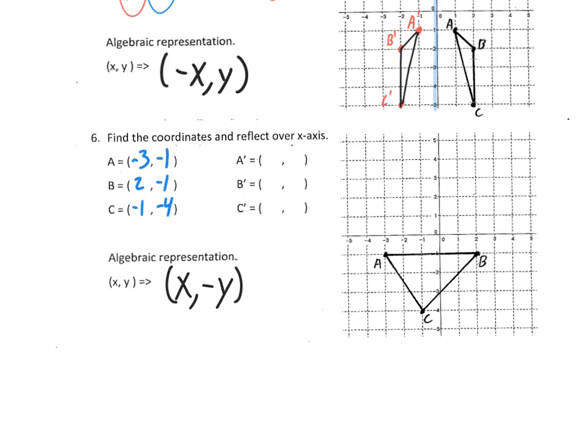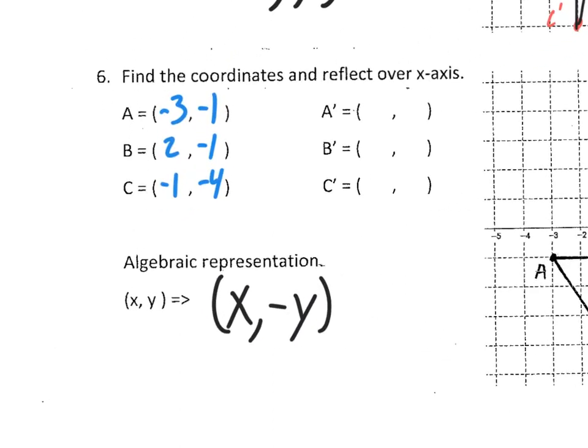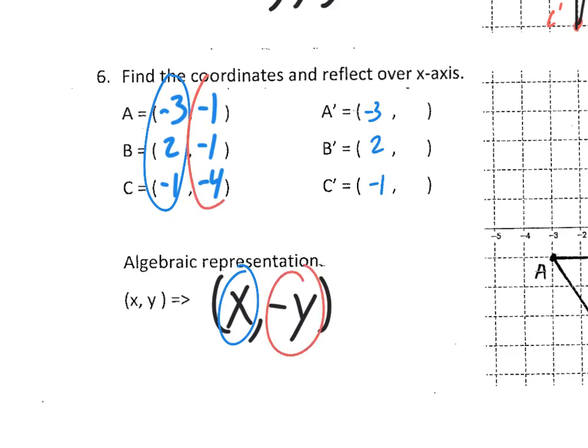So now what I'm going to do, since all of my x's are going to stay the same, I'm talking about this part right here. X stays the same. All of those will stay the same. So my negative 3, positive 2, and my negative 1 will all stay just like that. For my y side, these all have to change sign. So from negative 1, I'm going to go to positive 1, and positive 4.